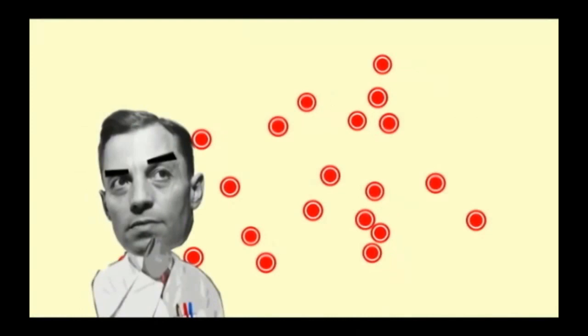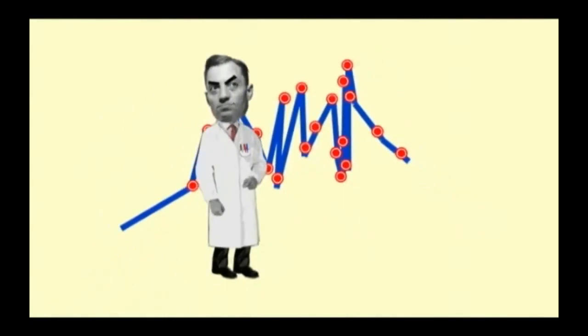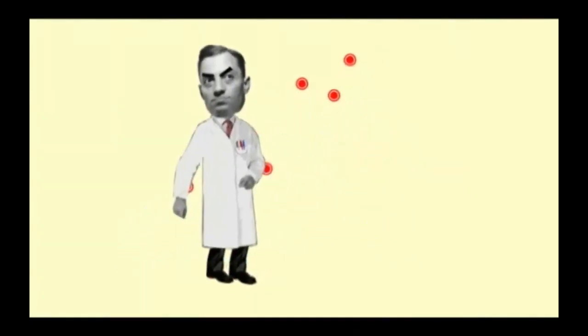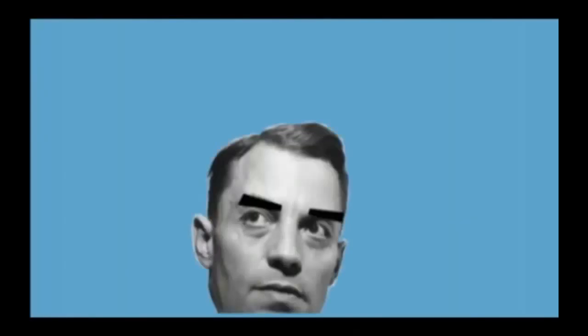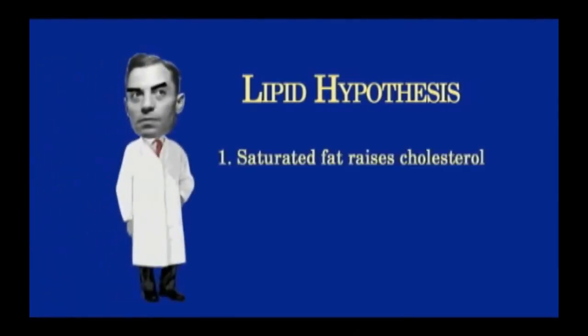But you can't make a big splash in the scientific community with a trend line that looks like this. So Keys did what any dedicated researcher would do. He threw out the data that didn't fit and published his results. His punishment for this bit of scientific chicanery was to get his picture on the cover of Time magazine. Keys became known as the father of the lipid hypothesis, which says that eating saturated fat raises the cholesterol in your blood, and high cholesterol in your blood clogs your arteries and causes heart disease.